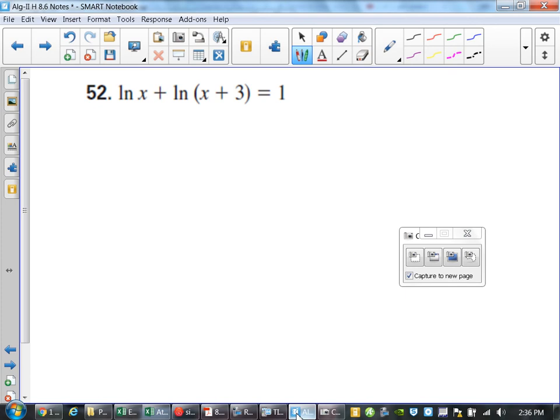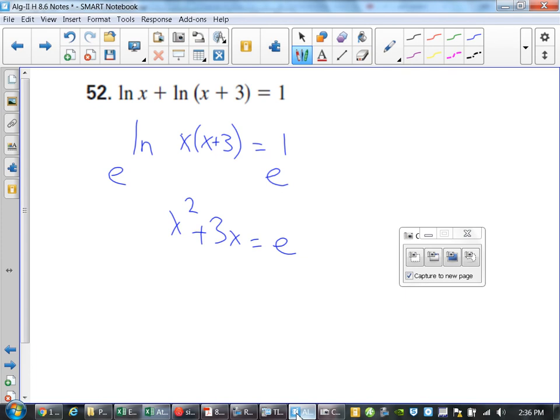Since you have 2 natural logs on the one side, you've got to condense it right away. Just get the natural log. And then how do you undo natural log? You E it. So you have to E both sides, because remember, natural log is log base E. So you're exponentiating it with an E. So you're going to get x squared plus 3x equals E.